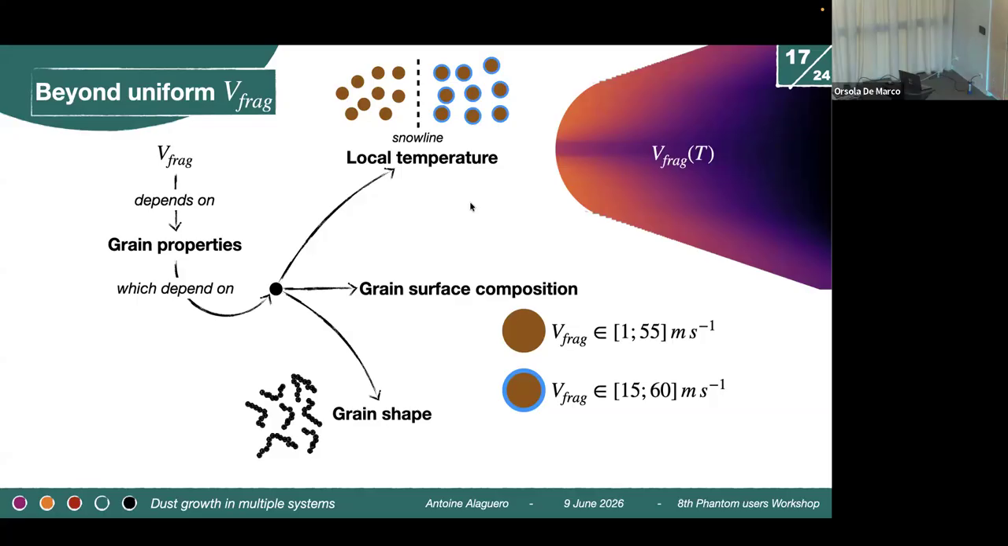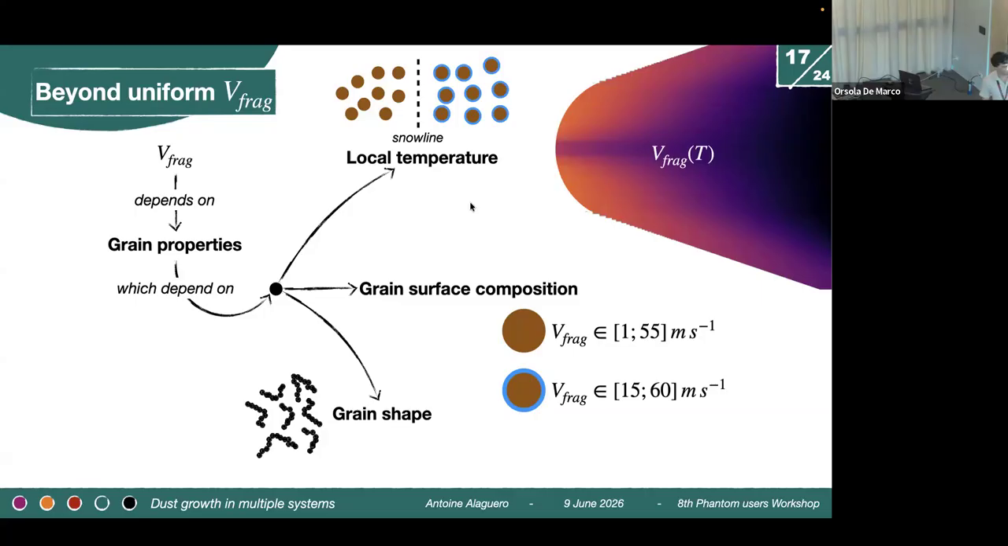So this fragmentation threshold, I've told you, depends on the grain properties. These grain properties depend on the local temperature in the disk. So it's great that we can put a snow line, right, to mimic that change in temperature and grain properties, but temperature is a continuous field, right? So we should be able to make that fragmentation threshold also depend on temperature, which is not the case at the moment.